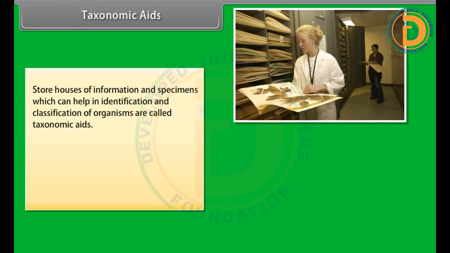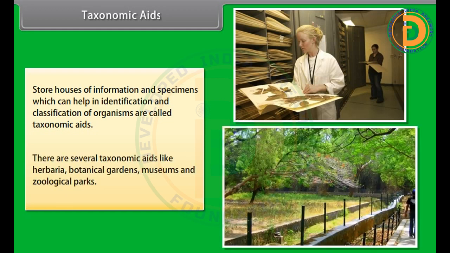Taxonomic aids. Storehouses of information and specimens which can help in identification and classification of organisms are called taxonomic aids. There are several taxonomic aids like herbaria, botanical gardens, museums, and zoological parks.